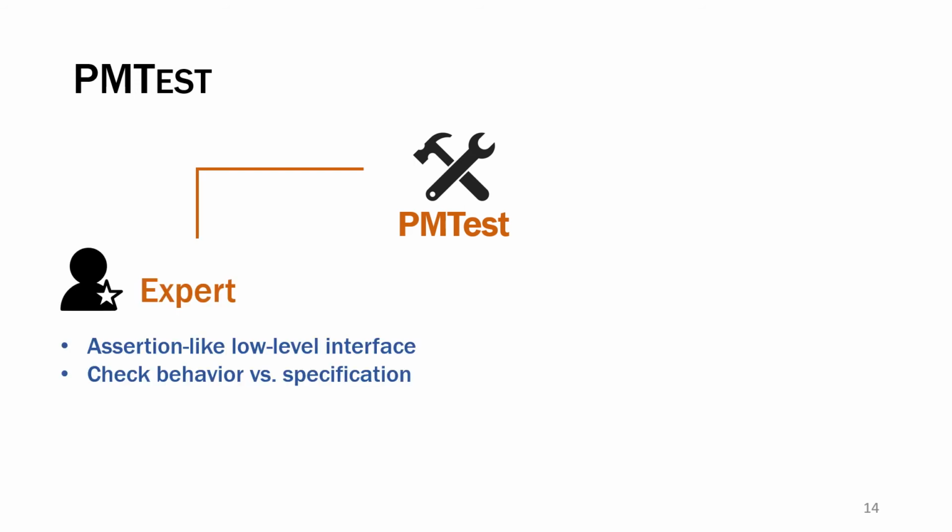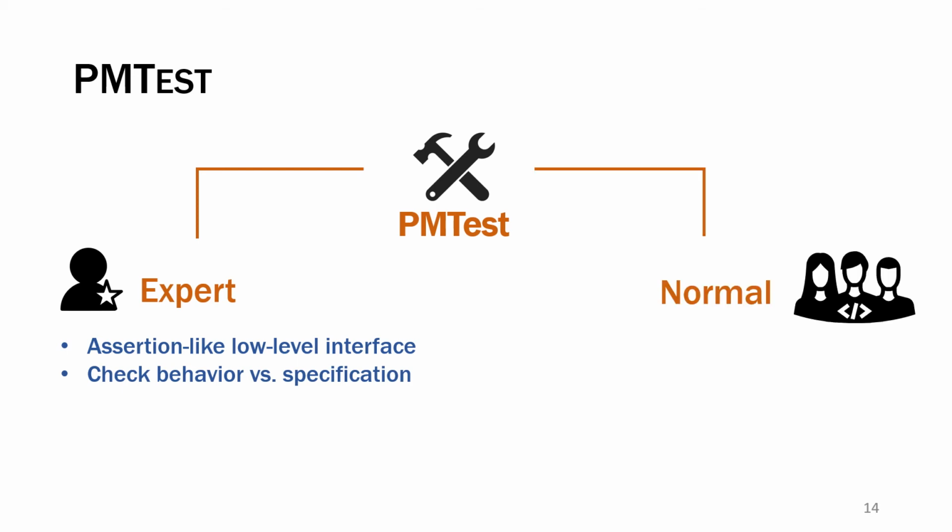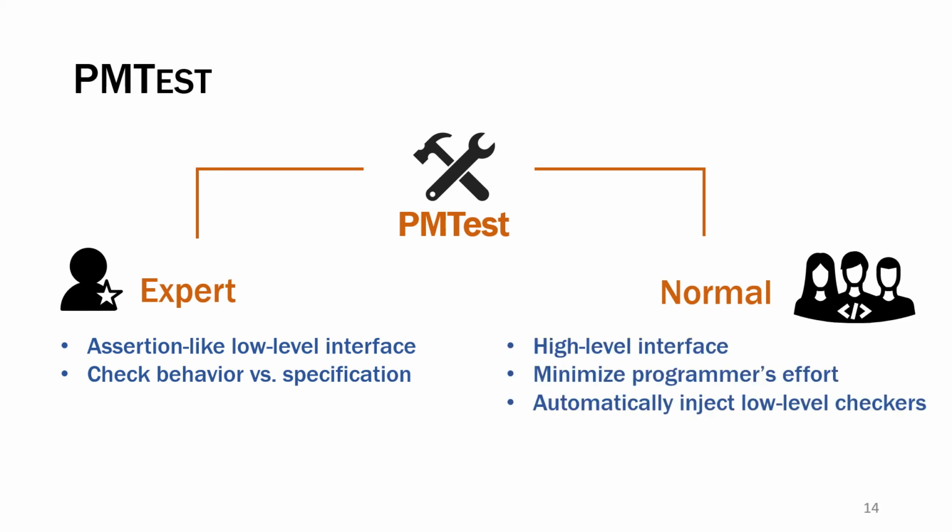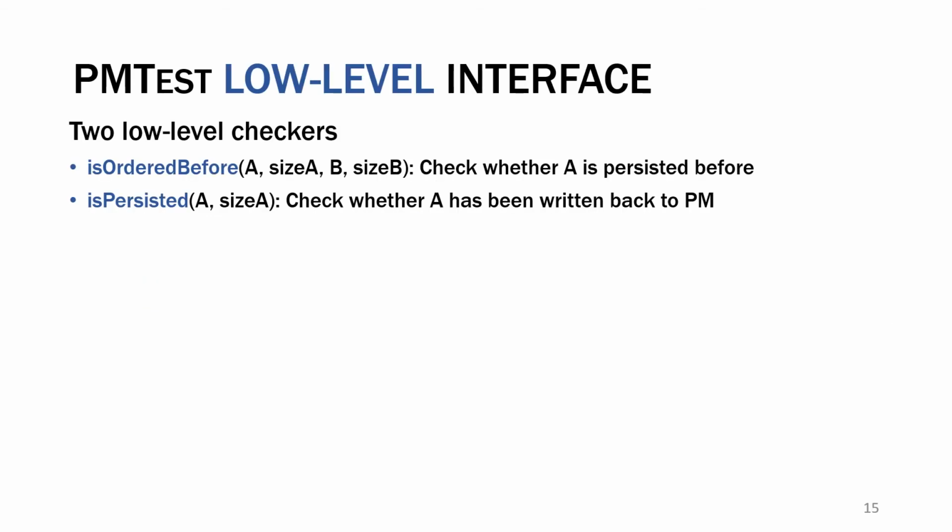To solve this problem, we developed a testing tool, PMTest. PMTest first targets expert programmers who tend to implement things such as libraries and highly optimized low-level programs. So we provide an assertion-like low-level interface to check if the behavior meets the specification. We also target normal programmers who tend to use high-level interfaces such as transactions. PMTest can automatically inject low-level checkers into those transactions so that it can minimize programmers' effort. The low-level interface includes two low-level checkers. The first one is ordered before, and the other one is persisted. These checkers correspond to the two fundamental guarantees of persistence.